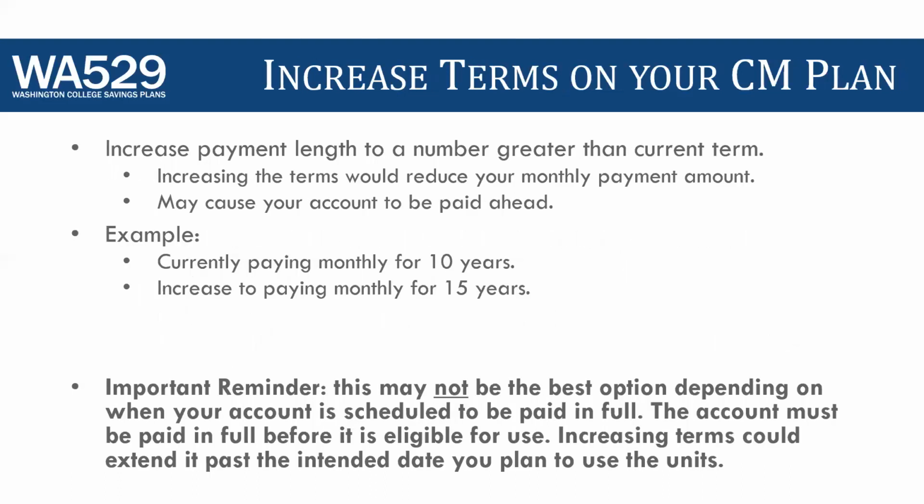Another option that is less popular for account changes is to increase the terms on your contract. This usually happens for those who set up a shorter term to begin with. Let's say the student is scheduled to start college in 15 years, but the account owner wants to pay off their account sooner. They may have done a contract to make payments over 10 years, so it's paid in full 5 years before the student needs to use it.